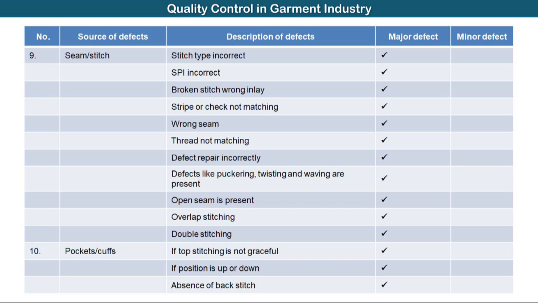Then pockets and cuffs. If top stitch is not done gracefully in the pockets or cuffs, it comes under the major defect. If the pocket position is up or down, or the cuff position is up or down, this is a major defect. Absence of back stitch also comes under the major defect category.